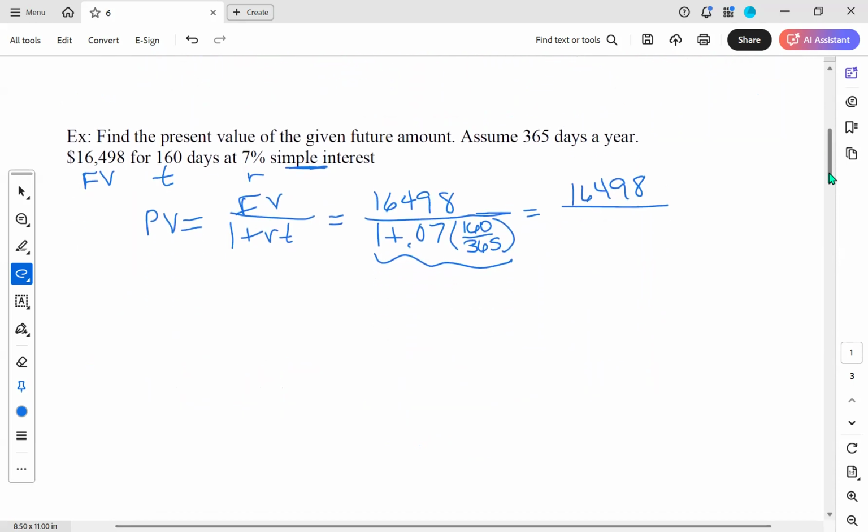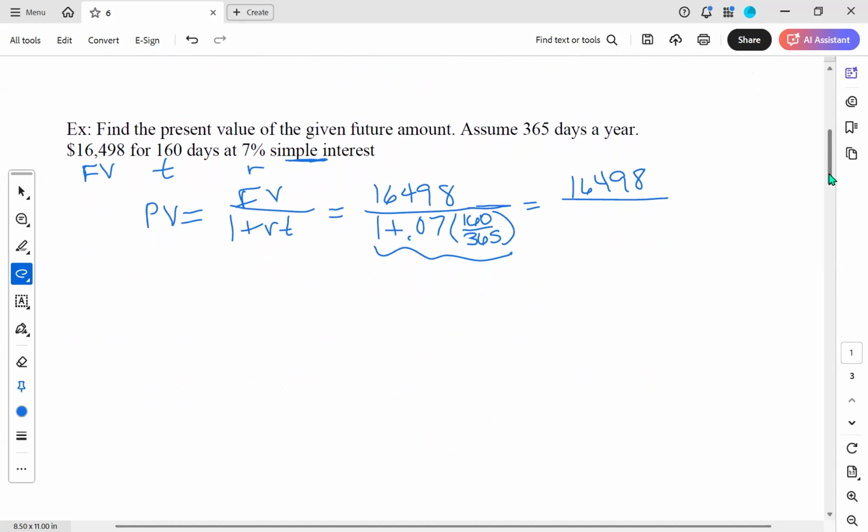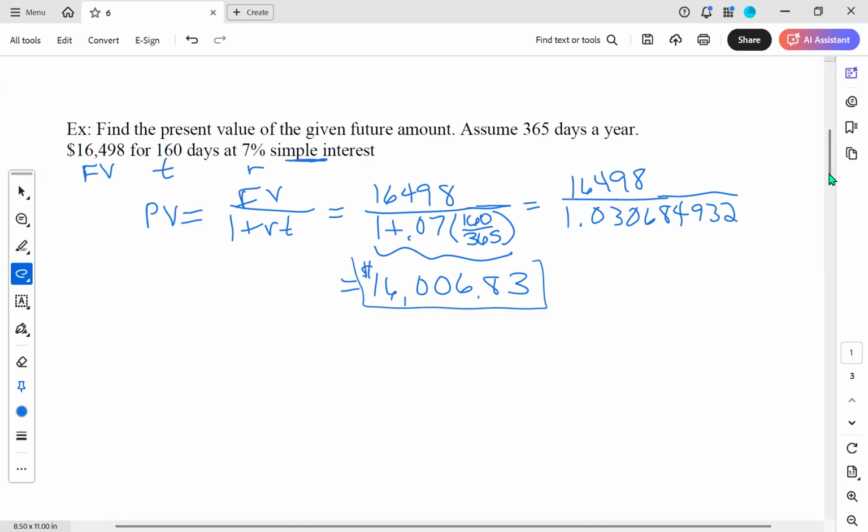Okay. All right. And so here, if we plug that into our calculator, we're going to end up with 1.030684932. And again, use the whole entire decimal, don't chop it off. Then you can go ahead and do that division and you end up with $16,006.83. And because it's money, we round off to 2 decimal places. If it wasn't money, then you do 4 decimal places. So make sure that you show me these check figures as you go through and even on the test, because that's what gets you partial credit.